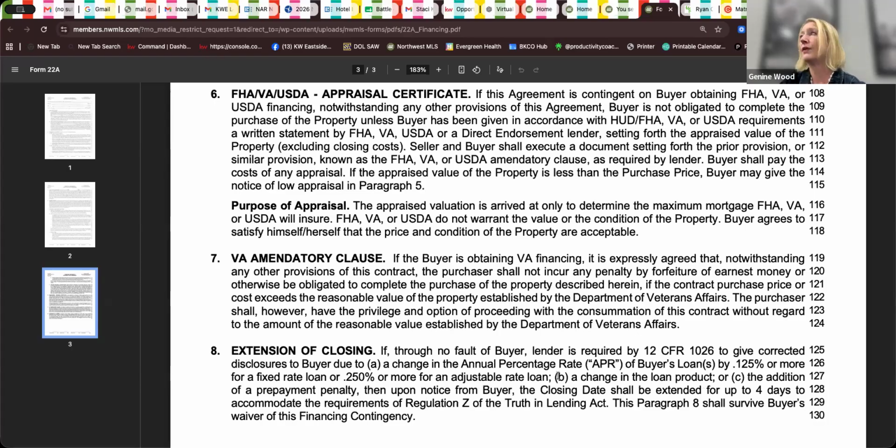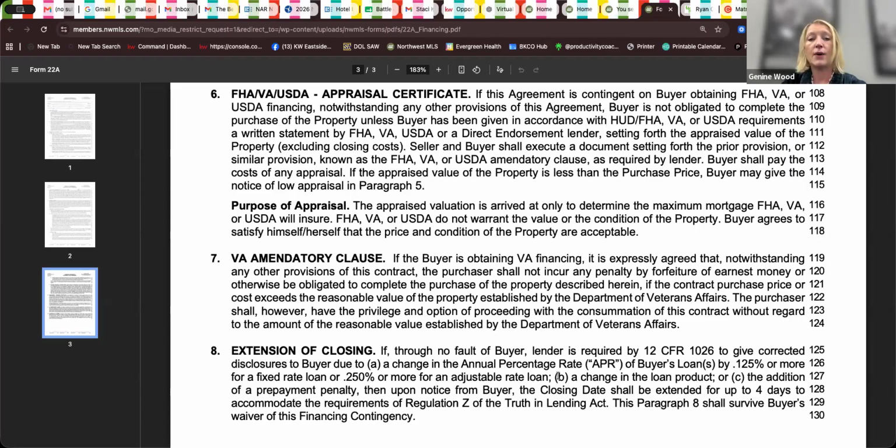In a VA, you will more than likely have to sign a mandatory clause. If the buyer is obtaining a VA loan, it is expressly agreed that notwithstanding any other provisions of this contract, the purchaser shall not incur any penalty by forfeiture of earnest money or otherwise be obligated to complete the purchase if the contract purchase price or costs exceed the reasonable value of the property as established by the Department of Veterans Affairs.